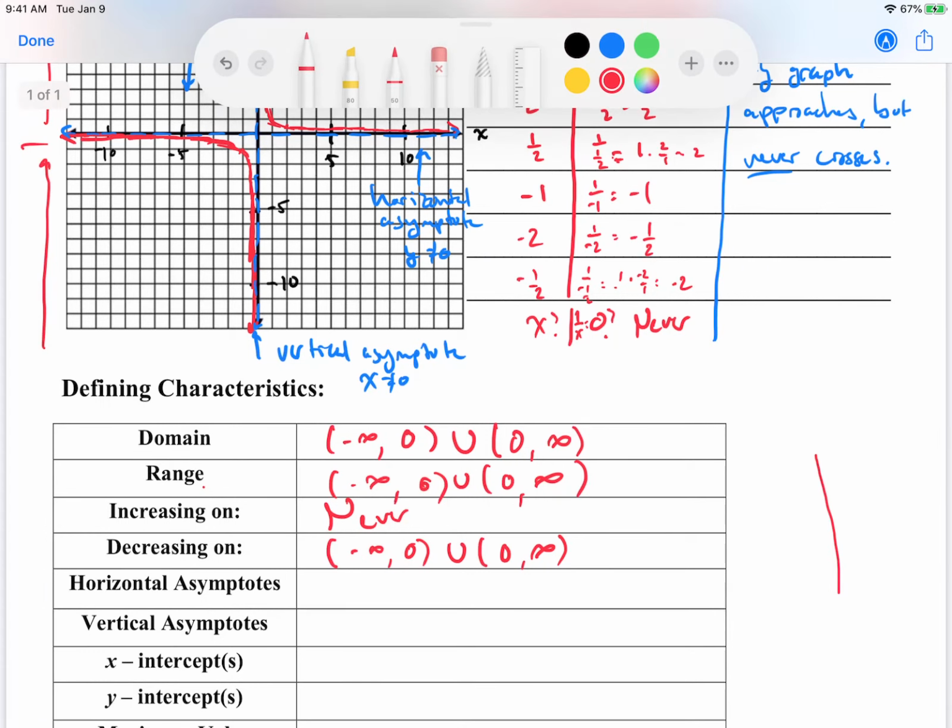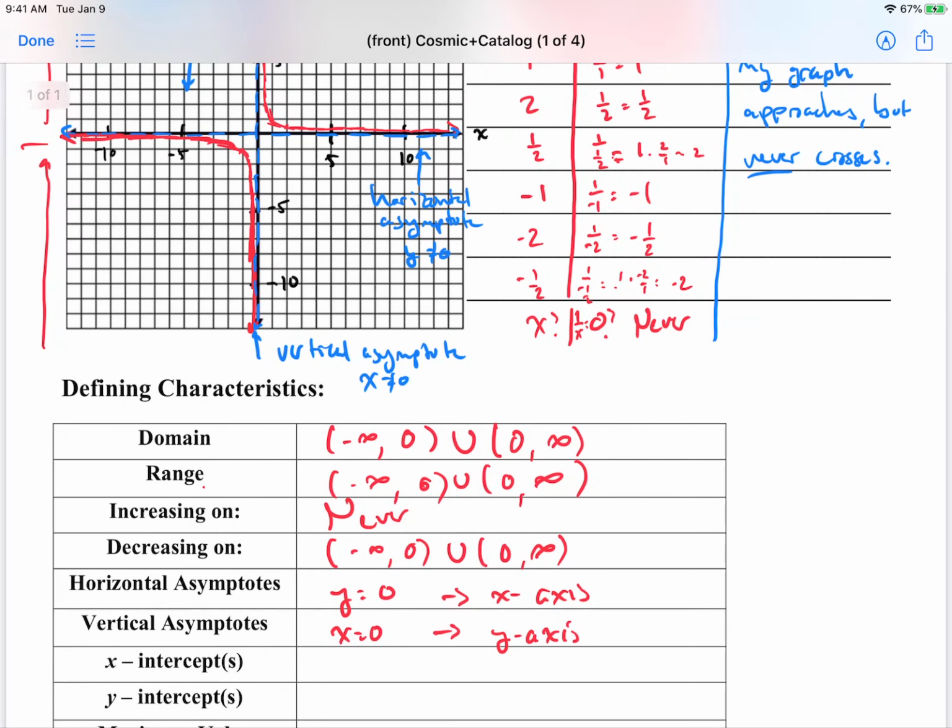Since we do have them, we need to list out what they are. So our horizontal asymptote is y equals 0, which is essentially the x-axis. And our vertical asymptote is x equals 0, or the y-axis. Remember, vertical lines have the form x equals h. Horizontal lines have the form y equals k. Get rid of this line.